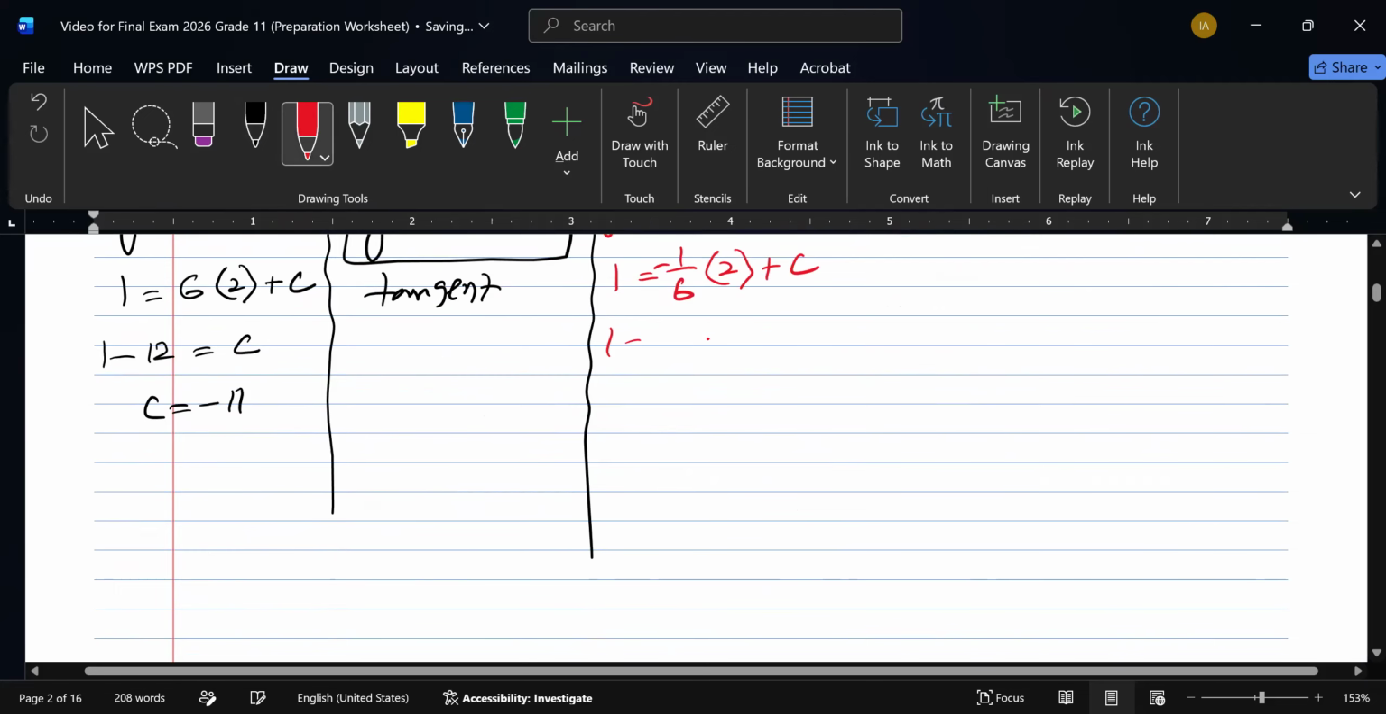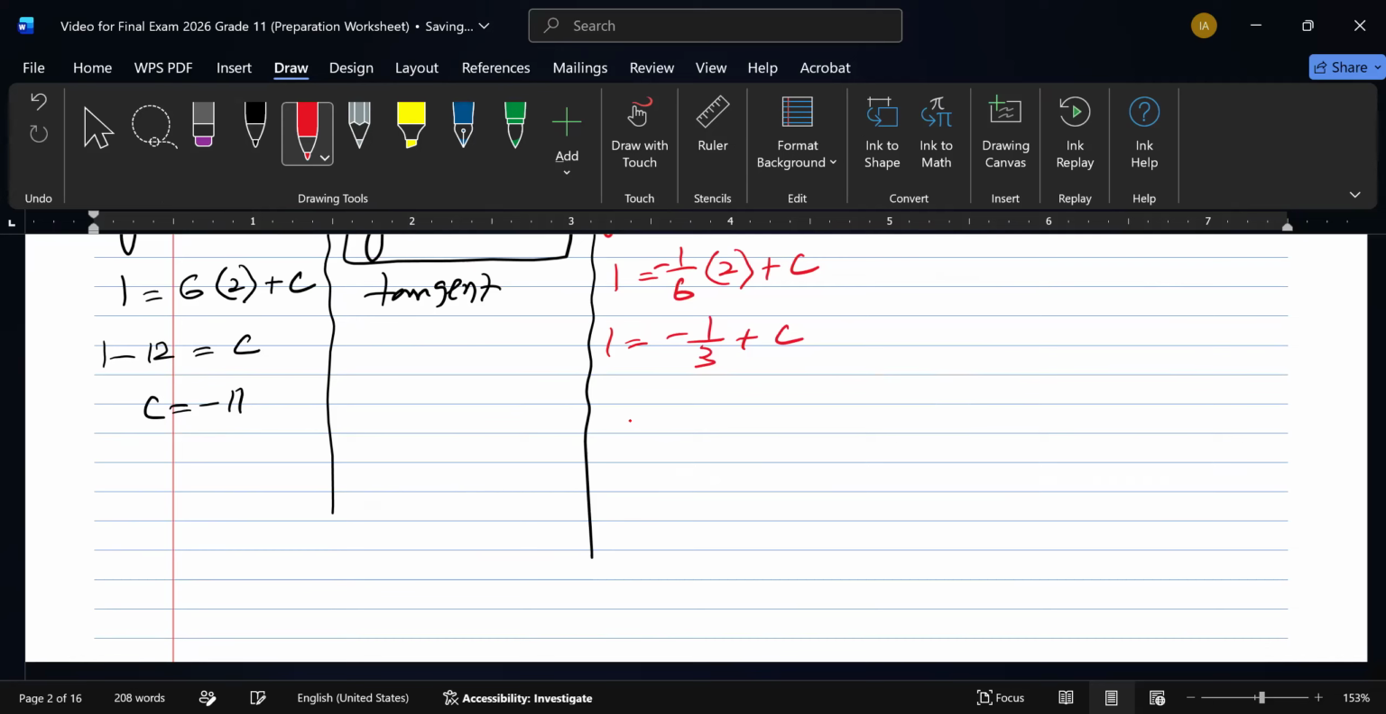It's going to be negative 1 over 3 plus c. Moving this negative 1 over 3 to my left becomes plus 1 over 3. They're going to be added, and my c will be 4 upon 3.